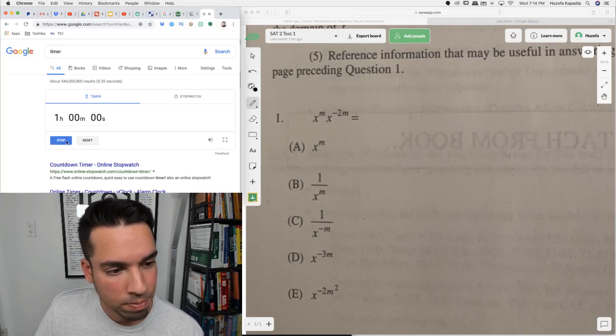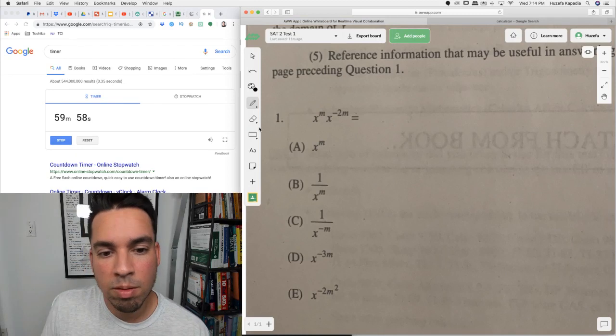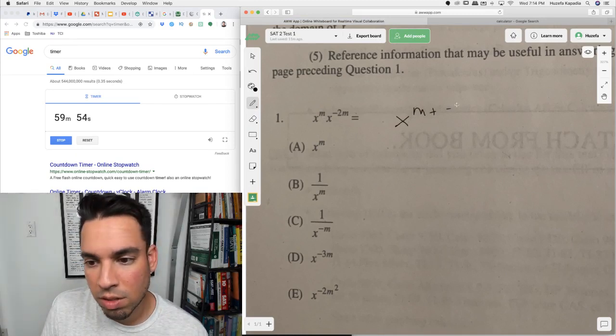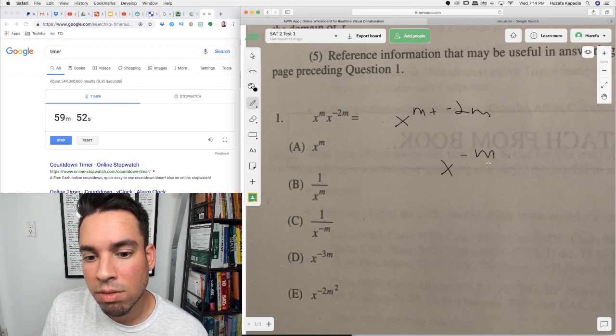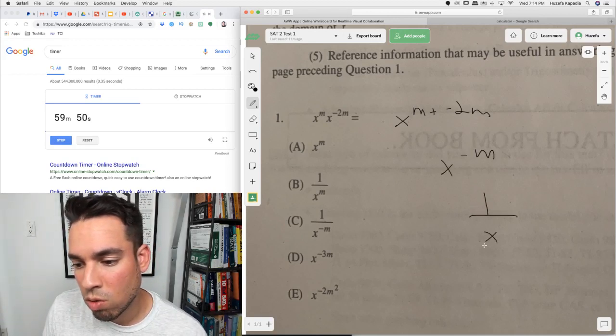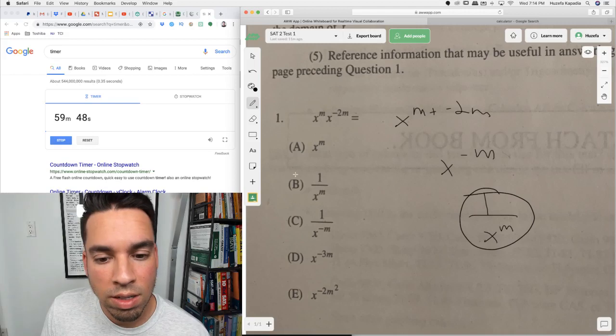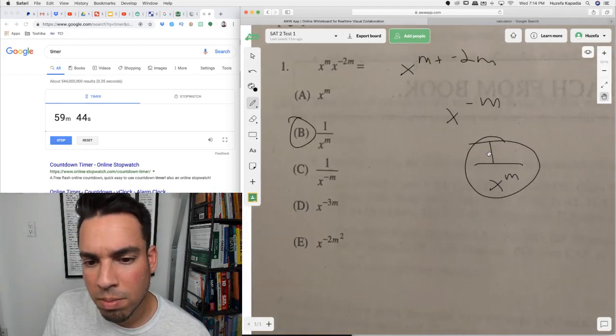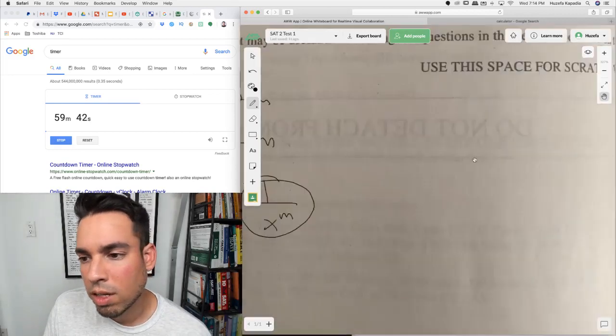Let's do it. All right, we got x to the m. Let's combine these. Look, we add the x to the 1, so it's x to the m plus negative 2m. X to the negative m, that's the same as 1 over x to the m because it's a negative exponent, and that is b. Right? Yeah. Okay, that is number 1.